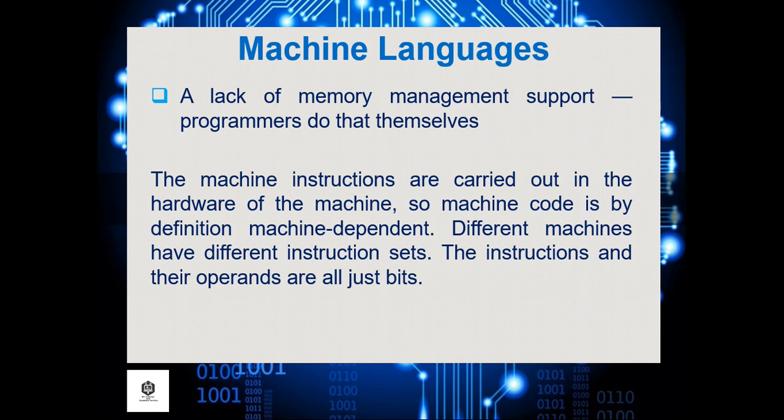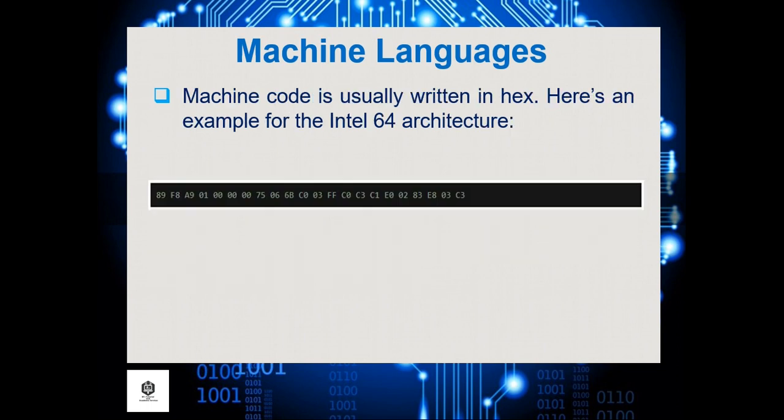The machine instructions are carried out in the hardware of the machine, so machine code is by definition machine dependent. Different machines have different instruction sets. The instructions and their operands are all just bits. Machine code is usually written in hex. Here's an example for the Intel 64 architecture.